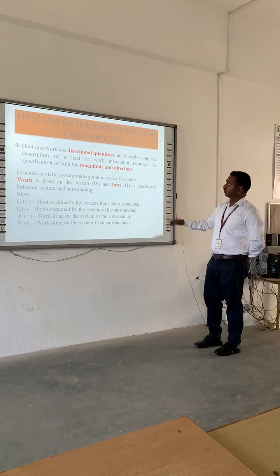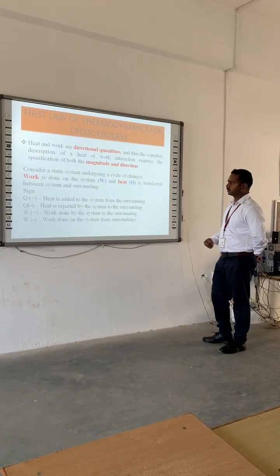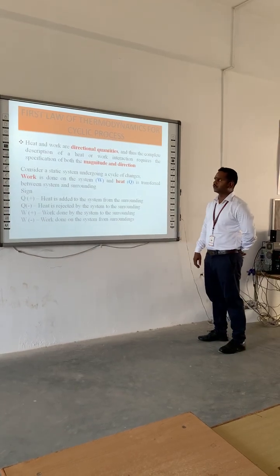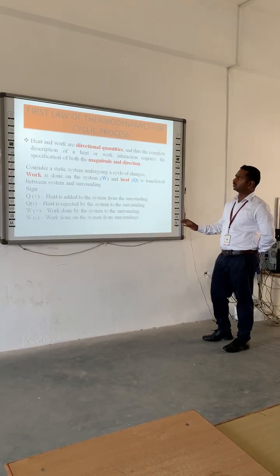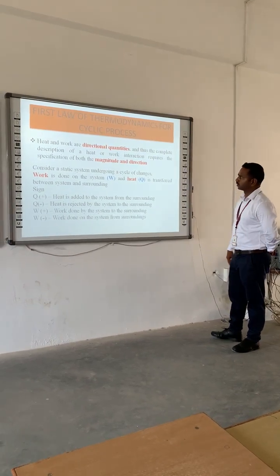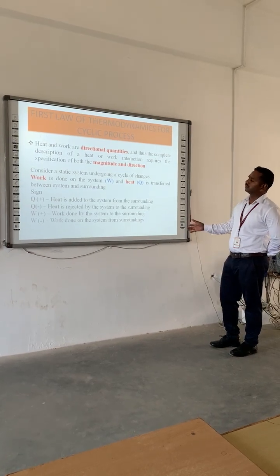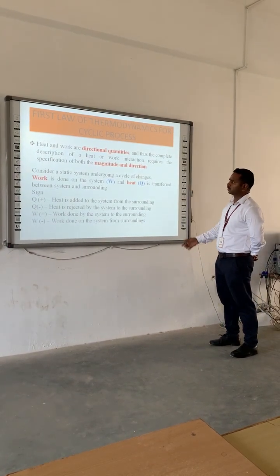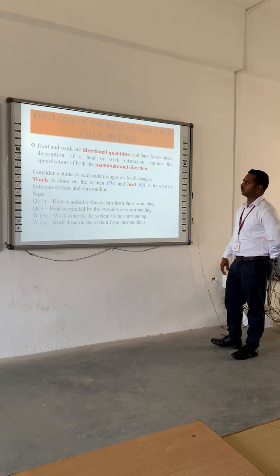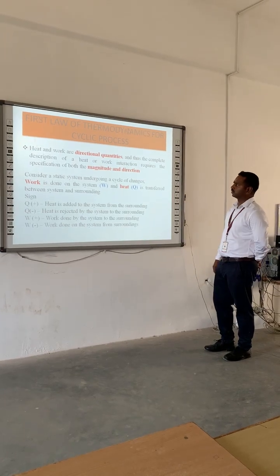Here, coming to the cyclic process: a cyclic process is a process which takes place continuously without any restriction. Generally, thermodynamics is concerned with two main parameters, heat and work. Both are directional quantities. Why? Because when you are doing some work, there is a transfer of energy taking place, so we say it is a directional quantity.